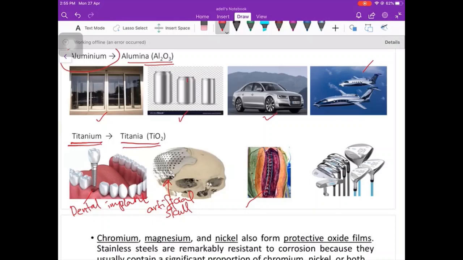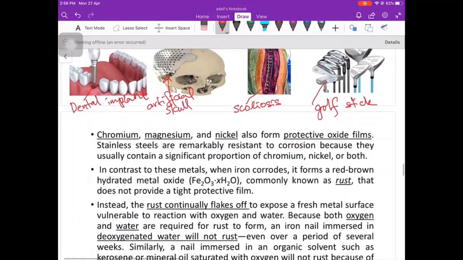Okay, and this is for spinal correction, the spinal backbone in scoliosis patients. This can also be used to make golf sticks. Titanium is very strong, very hard, and has very high corrosion resistance.